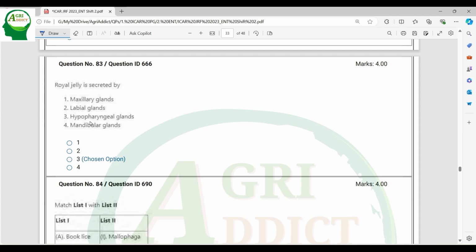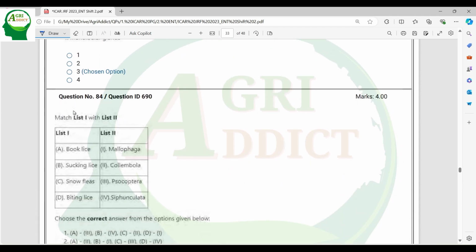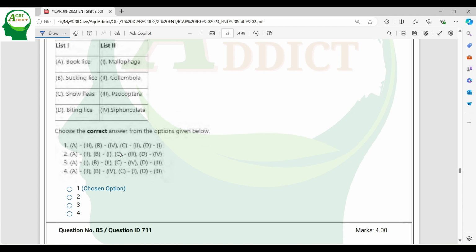Royal jelly is secreted by the hypopharyngeal glands. Very easy question. So first is book lice, that is Psocoptera. Sucking lice, that is Siphunculata. Snow fleas, or the Collembola, and biting lice, or the Mallophaga. So option 1 is correct.